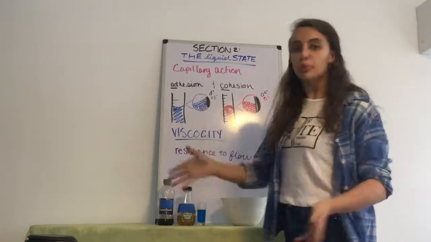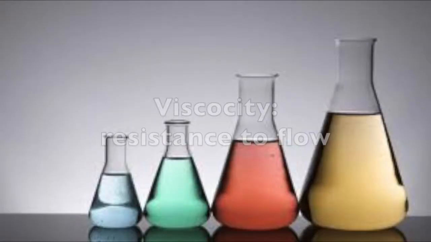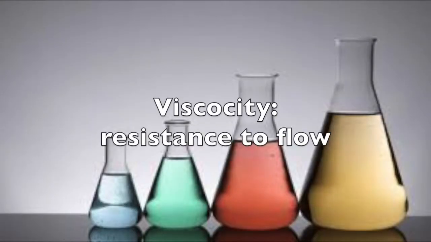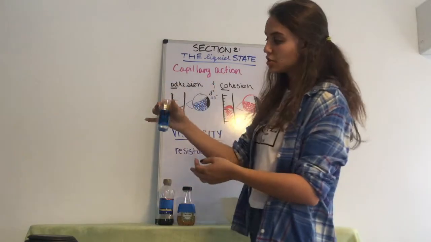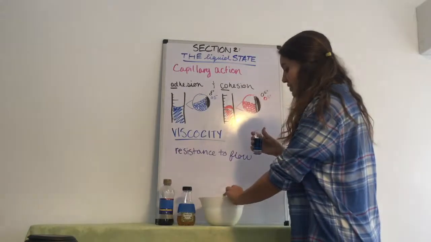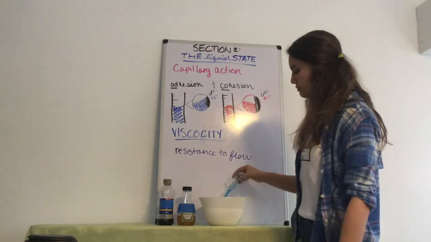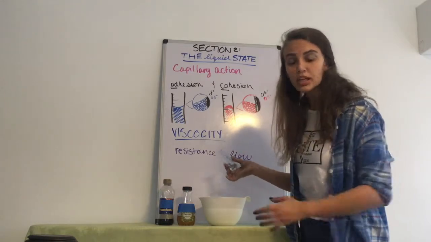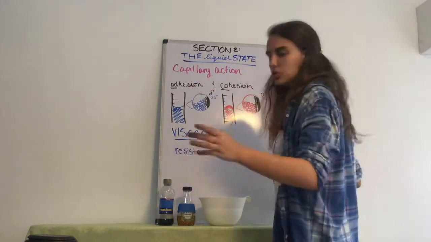Another type of property that is used to understand a liquid is the viscosity. Viscosity means the resistance to flow. For example, I have a little shot glass of water. Water has a very, very low viscosity. It pours right in. There's nothing stopping it, nothing prohibiting it from flowing down.